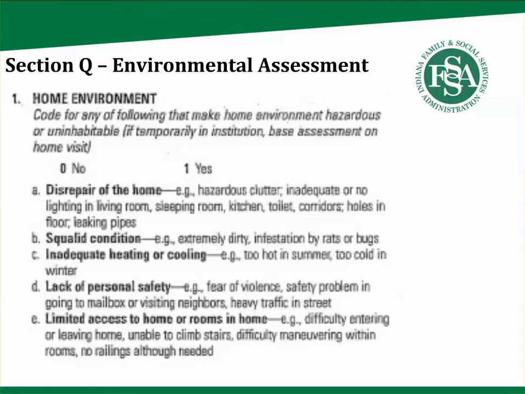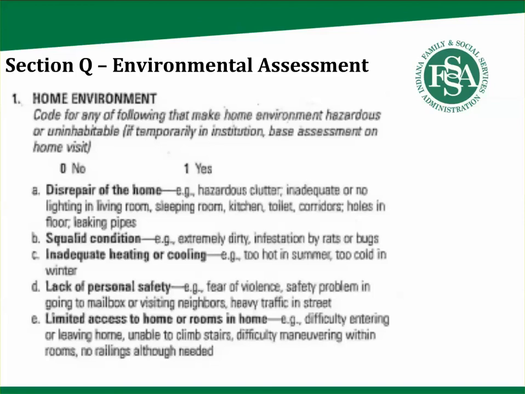D looks at lack of personal safety. So this one here would be fear of violence or safety issues, visiting neighbors, maybe heavy traffic in the street. They find that is going to be an issue for them. The person may feel at risk of violence within or just outside of their home. It can be a real or perceived threat, as the person tells you.